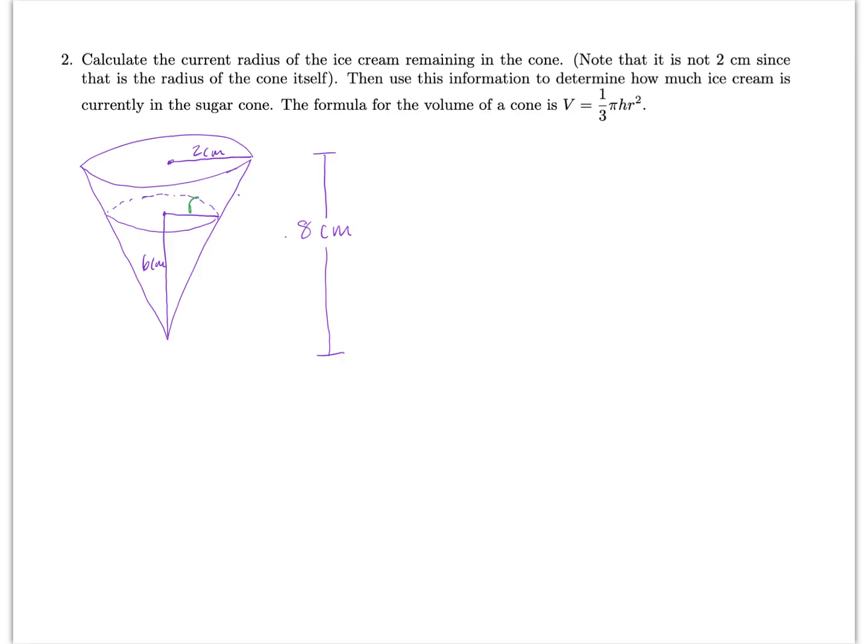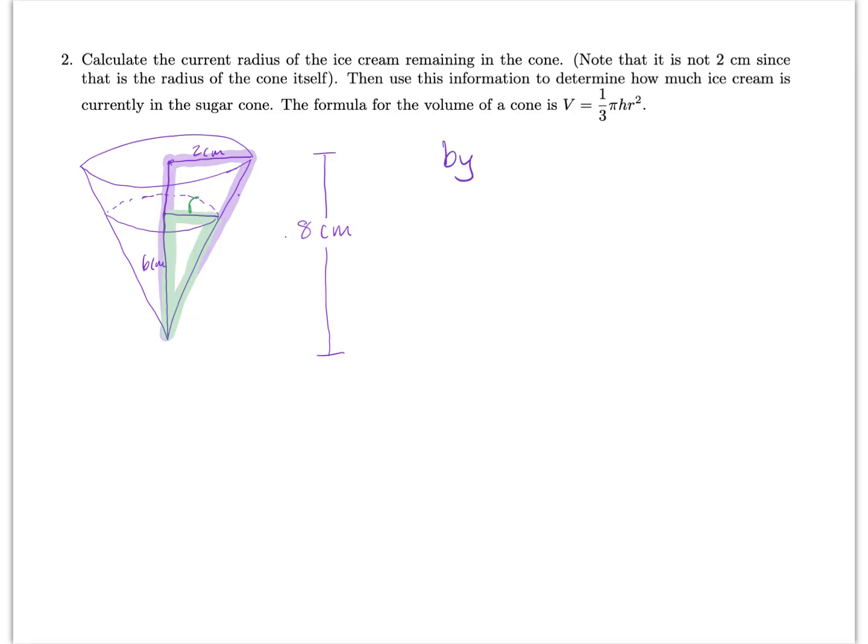So we can actually use similar triangles to figure out this radius here, because we have this big right triangle here. I could draw it like that, and maybe I'll highlight it. So we've got this big triangle, and then we have a smaller triangle, this one here. So we have similar triangles, and we can use the proportionate relationships in similar triangles to solve for R.